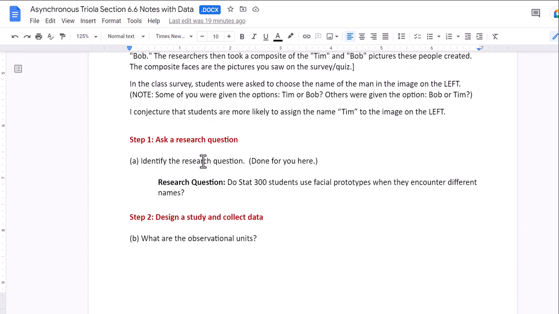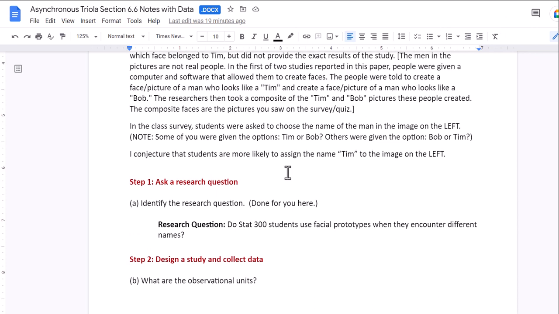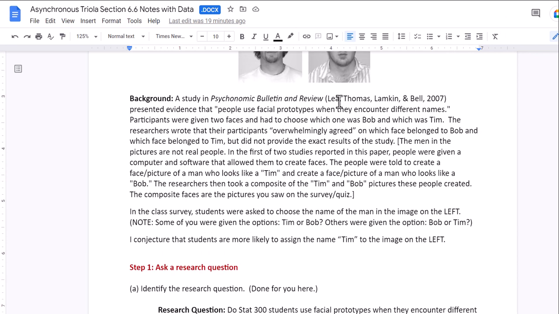So identify the research question. In this case it is, do STAT 300 students use facial prototypes when they encounter different names? And the reason for this particular question is because notice that here there's no particular data given. There are no results of a study, right? It actually says that they did not provide the exact results of the study.